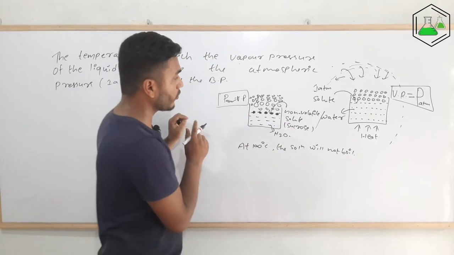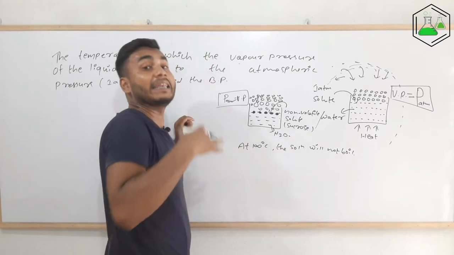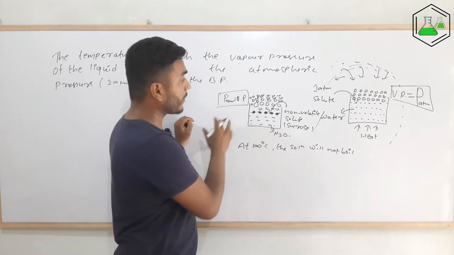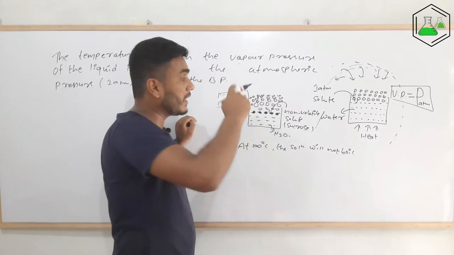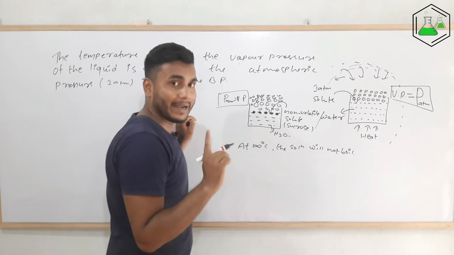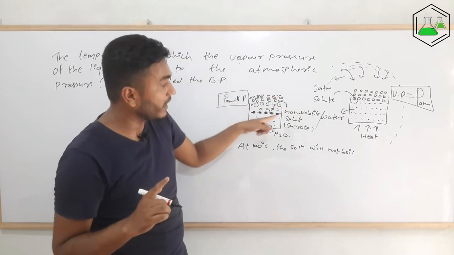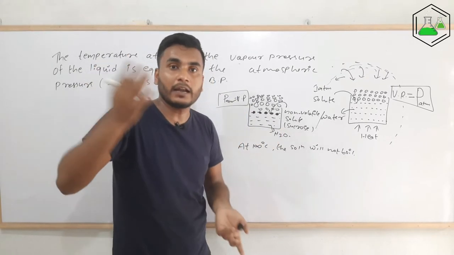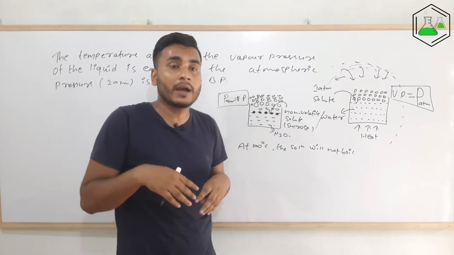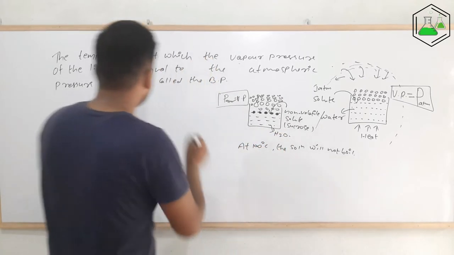So because of this sucrose, the vapor pressure of this solution is decreased, right? The temperature should be increased to make the vapor pressure equal to 1 atm. So what do we understand over here? When non-volatile solute is added in a solution, the boiling point actually increases. That means more heat energy is required for the solution to boil, right?